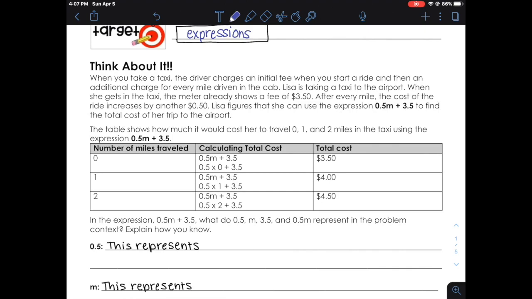We'll start with 0.5. If we come back up to the text, where does it say 0.5? It says, after every mile, the cost of the ride increases by another 50 cents. So the 0.5 is representing the 50 cents charged for each mile. So this represents the 50 cents charged per mile, or for every mile.